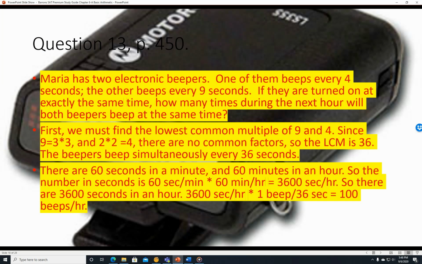Question 13, page 450. Maria has 2 electronic beepers. One of them beeps every 4 seconds, the other beeps every 9 seconds. If they are turned on at exactly the same time, how many times during the next hour will both beepers beep at the same time?